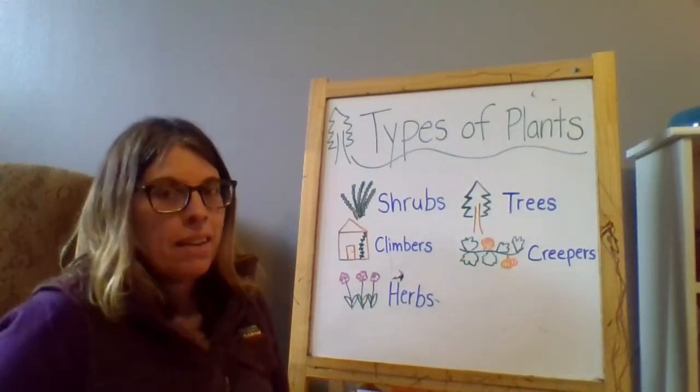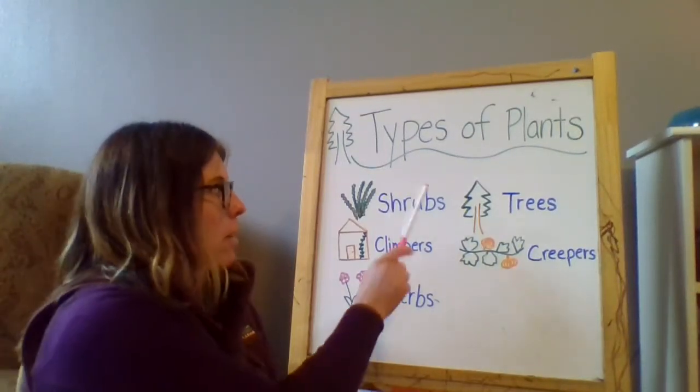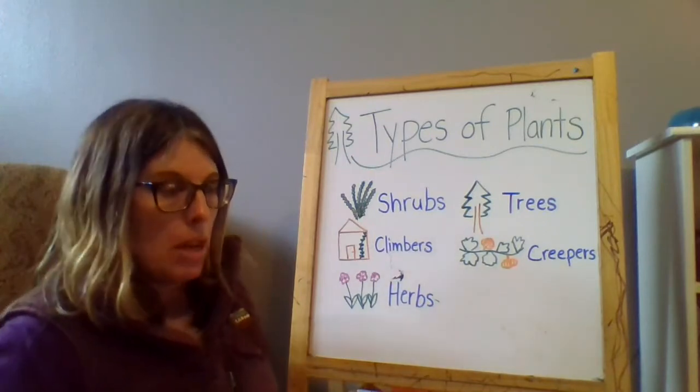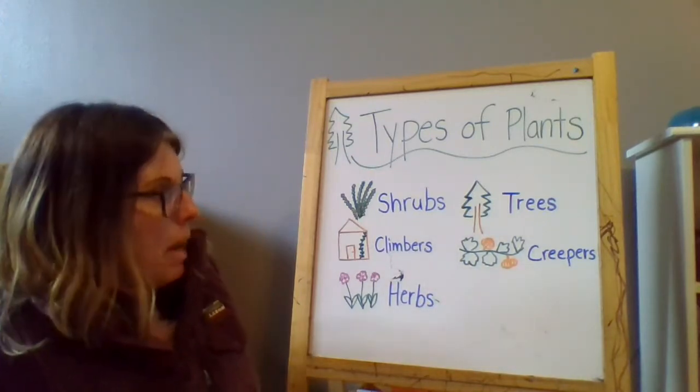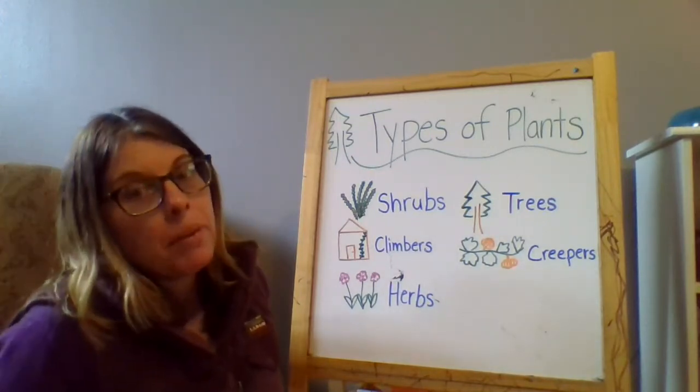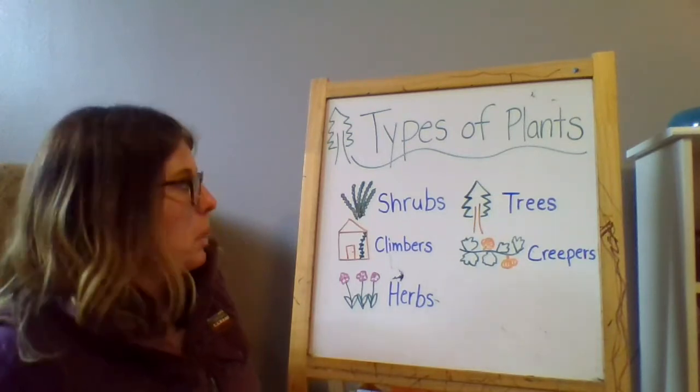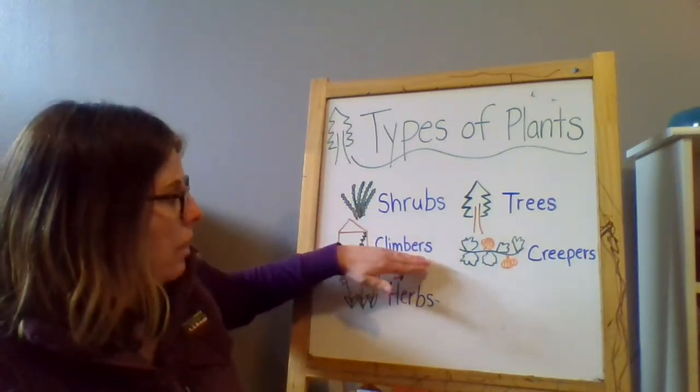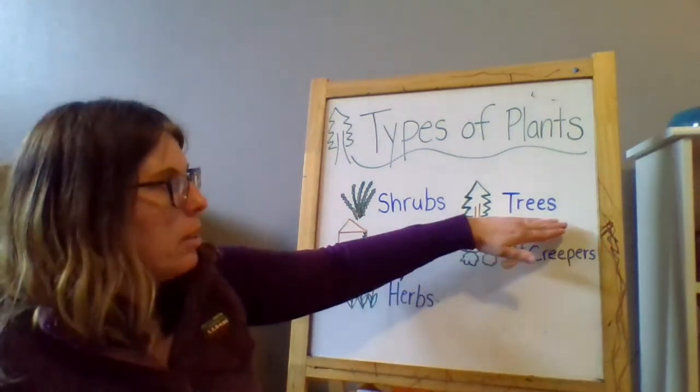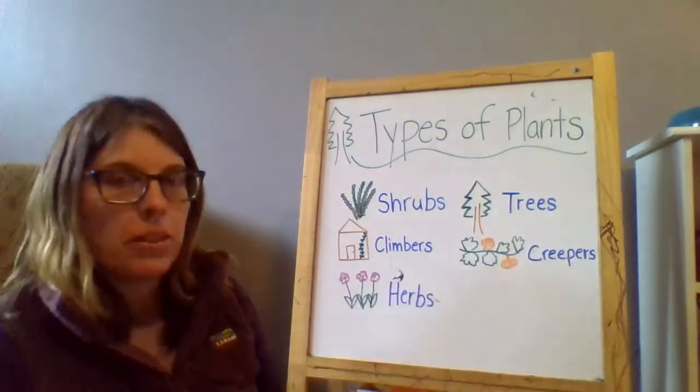Hi everyone. Yesterday we talked about the types of plants, and we talked about how there are many ways to categorize plants, but we were going to group them into 5 groups. We said there were shrubs, climbers, herbs, trees, and creepers.